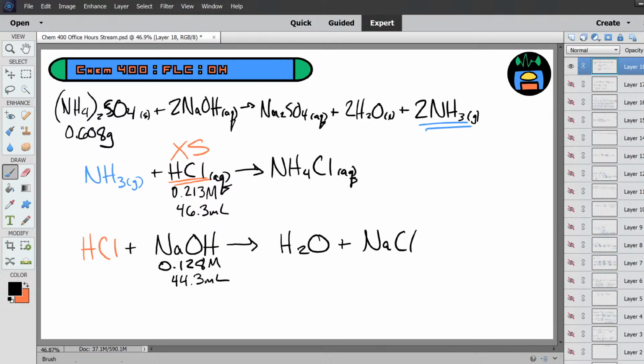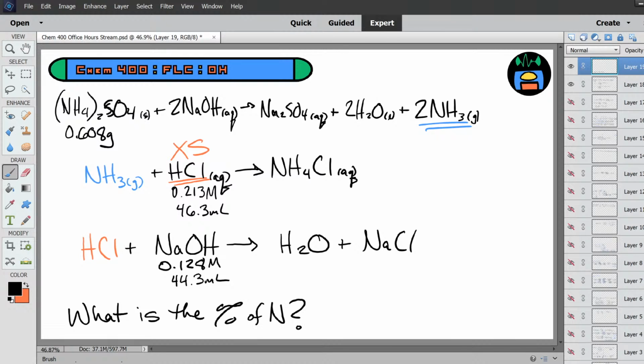All right, so here, get this. And what are they asking? This problem's so long that you can't even remember. They are asking this question: what is the percentage of nitrogen in the fertilizer, based on these calculations, not based on the chemical formula?